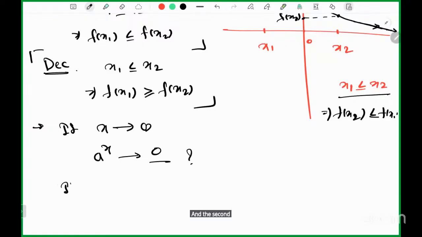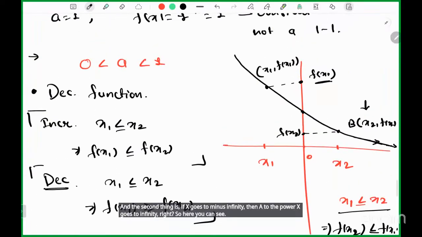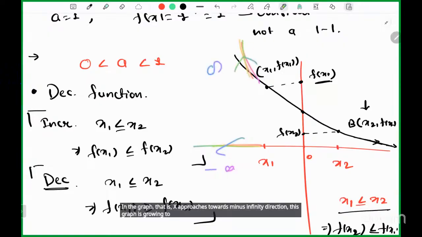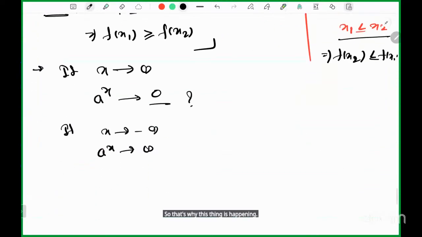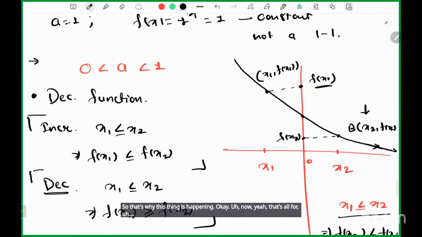And the second thing is if x goes to minus infinity, then a to the power x goes to infinity, right? So here you can see in the graph that as x approaches the minus infinity direction, this graph is growing upward, so it goes to infinity. So that's why this is happening. These are the things we wanted to figure out.